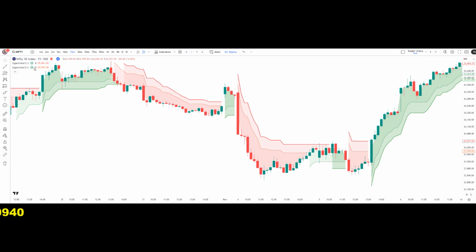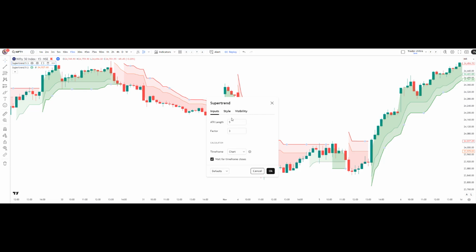So we all know how to enter into the trades using the single super trend with the default settings. Now I am going to show you how we can enter into the trade using two super trends, that is, double super trend. Okay, so we can see that there are two resistance and two support levels. So these are the settings of the two super trends. For the first super trend I have added, the ATR length is 5 and the factor is 3. For the second super trend, the ATR length is 5 and the factor is 2.